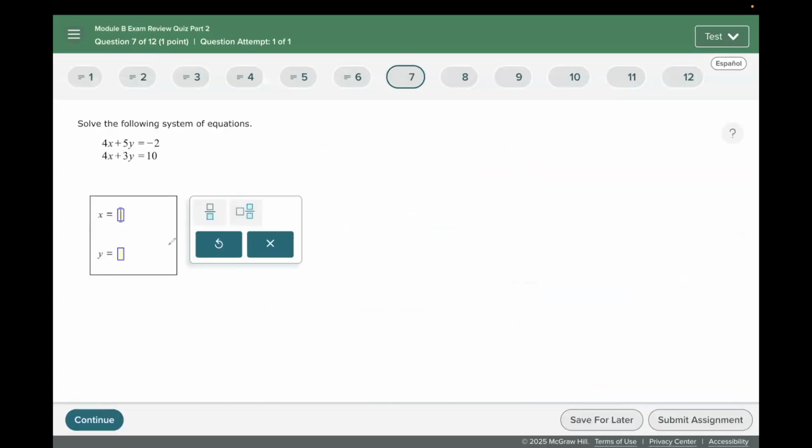This is another one where I'll show you how to do it by hand first, and then I'll also show you how to do it in Desmos. But we have 4x plus 5y equals -2, and we want 4x plus 3y equals 10. Notice we have 4x and 4x, so I'm going to subtract these two equations.